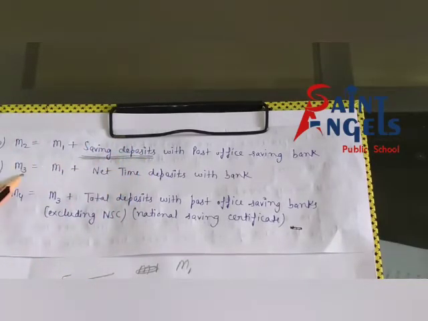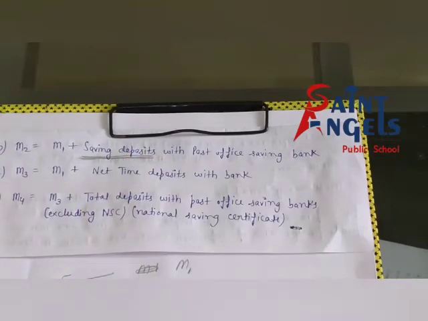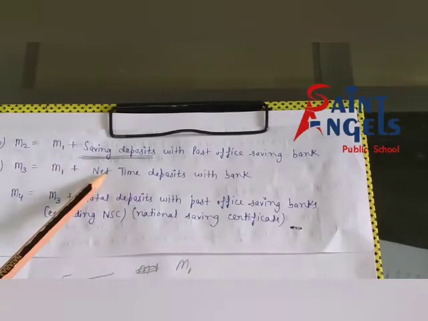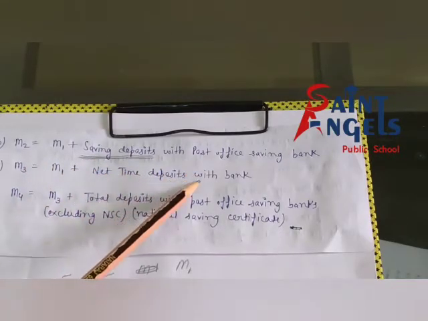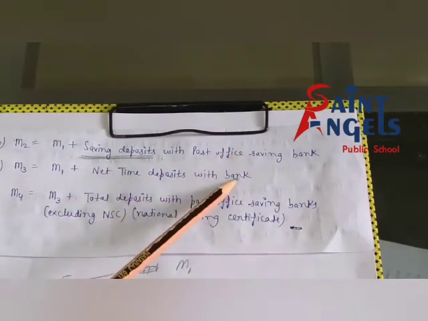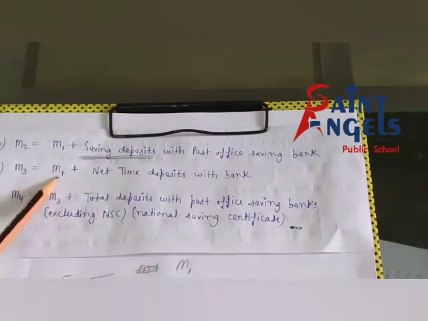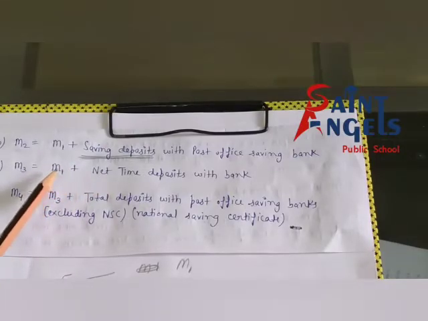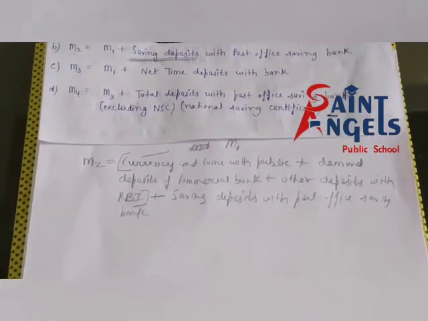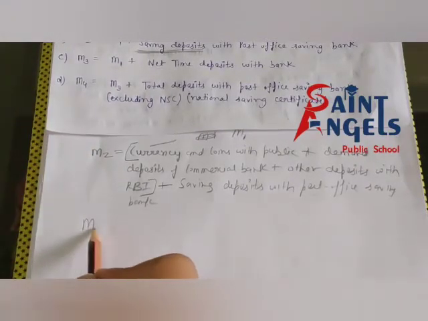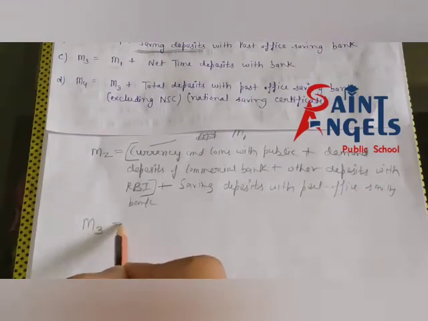See, component 3, M3. What is the formula of M3? M1 plus net time deposits with bank. You know the formula of M1, and we can write it in place of M1. See here, what is the formula of M3?